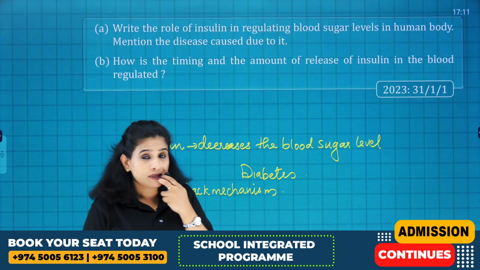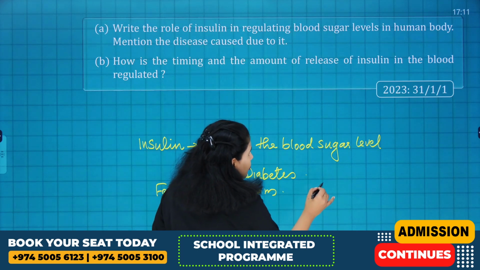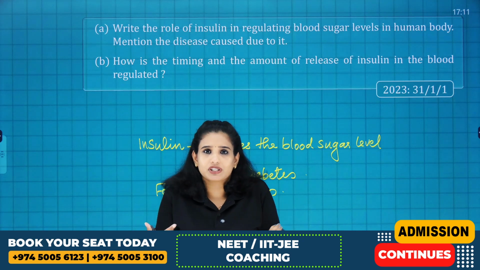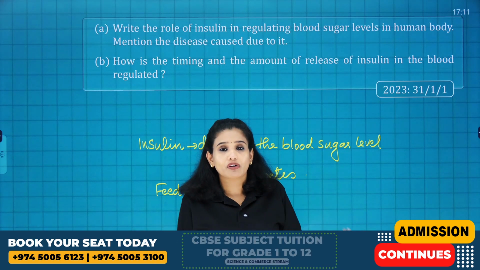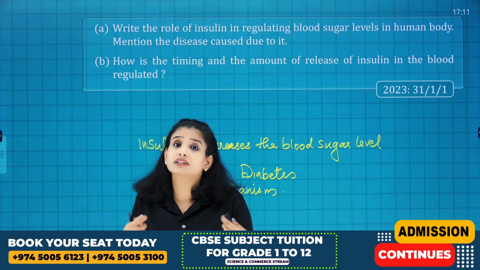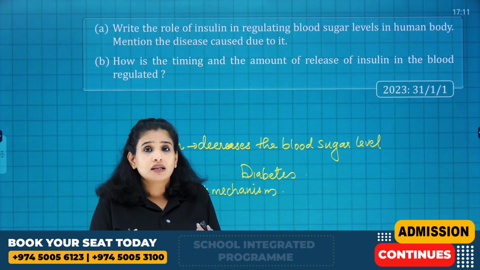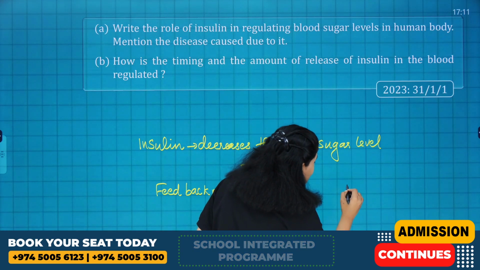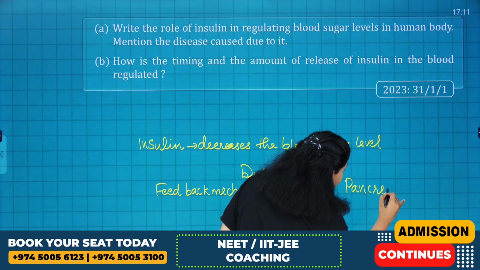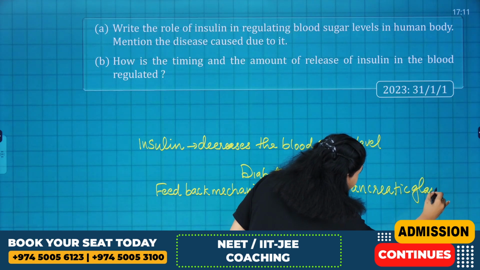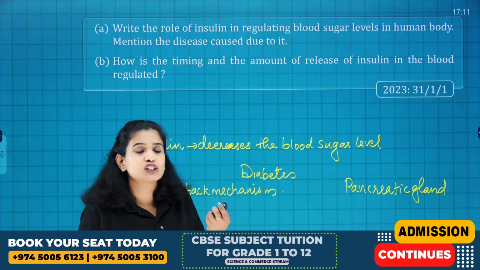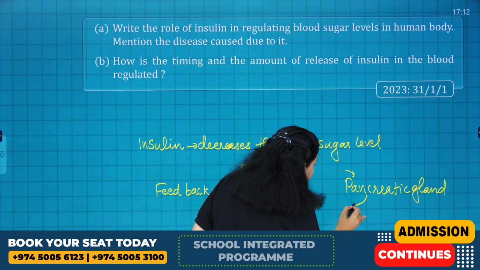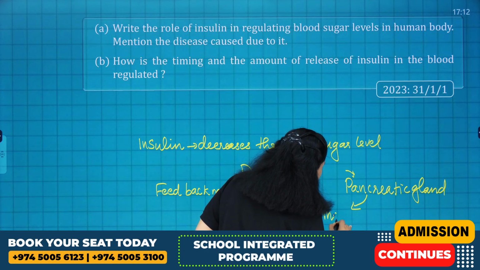What is feedback mechanism? See here, when our blood sugar level increases, goes high, sometimes when we take some kind of diet in which our blood sugar level goes high, then what will happen? This will trigger the pancreatic gland. Which gland releases insulin? That is the pancreatic gland. The pancreatic gland releases the hormone insulin. This will trigger the pancreatic gland to secrete insulin.